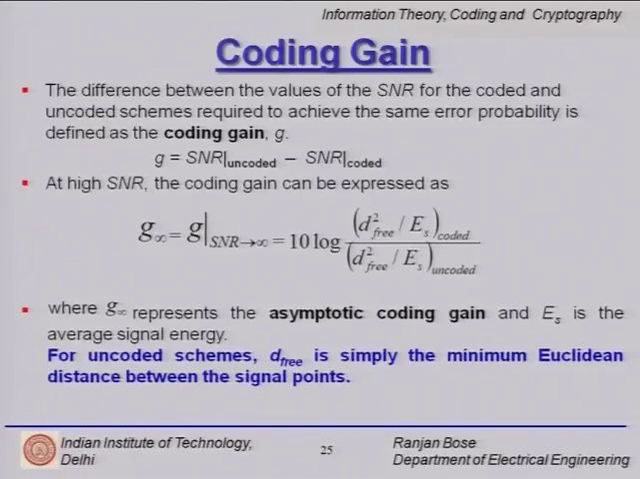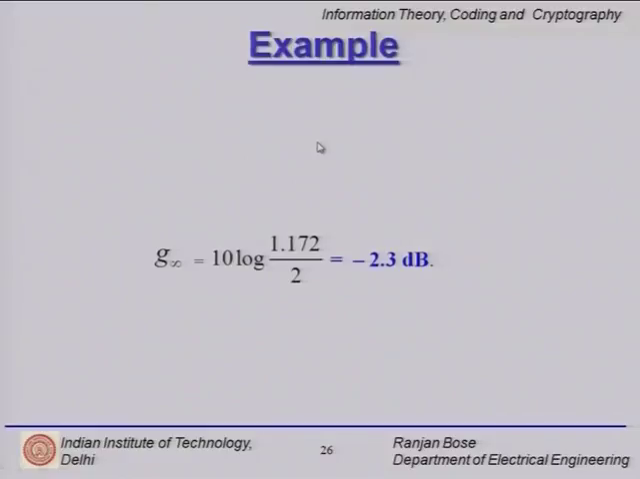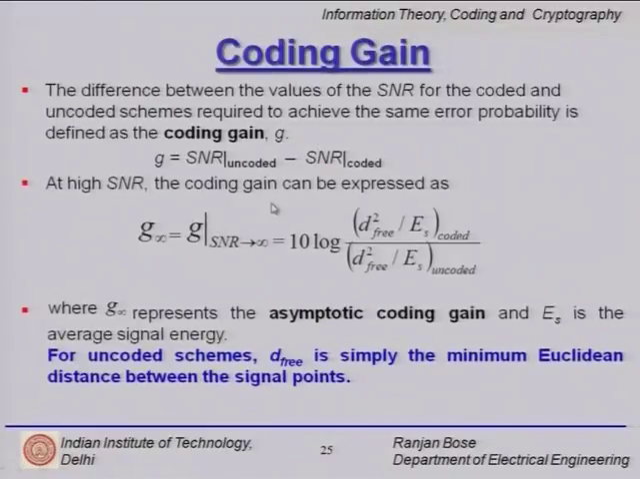The difference between the values of the SNR for the coded and the uncoded schemes required to achieve the same error probability is called the coding gain. This G is SNR uncoded minus SNR coded. We had seen this definition earlier also. So, at high SNR, this asymptotic coding gain G infinity, where SNR tends to infinity, is defined as 10 log to the base 10 of d free squared over E s of the coded scheme versus d free squared over E s of the uncoded scheme. This is called the asymptotic coding gain.